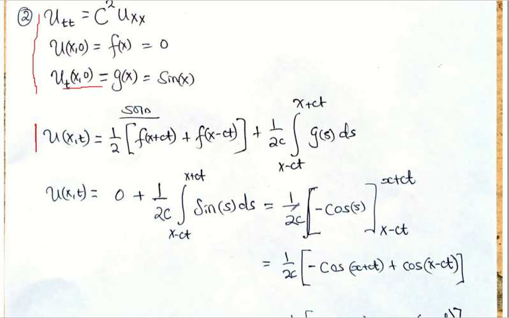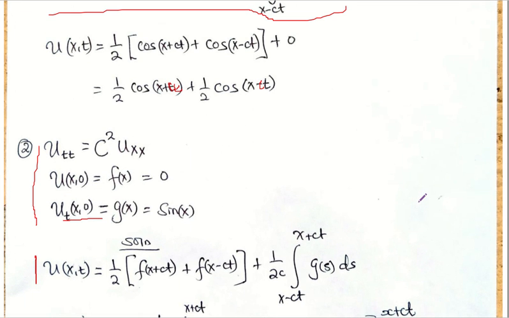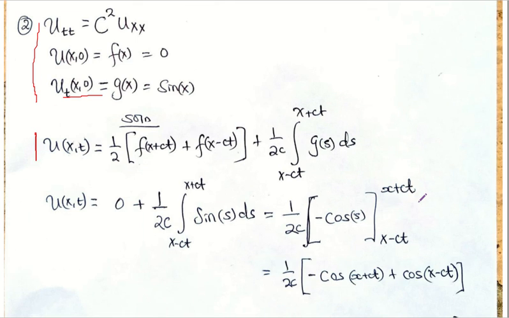When we integrate that, the integral of sin s is negative cos s, so we'll have 1/(2c) times negative cos x from x-ct to x+ct, and when we replace x-ct and x+ct in there, we obtain 1/(2c) [cos(x-ct) minus cos(x+ct)] as the solution to this particular wave equation. And this is how easy the D'Alembert's formula is in solving the wave equation.